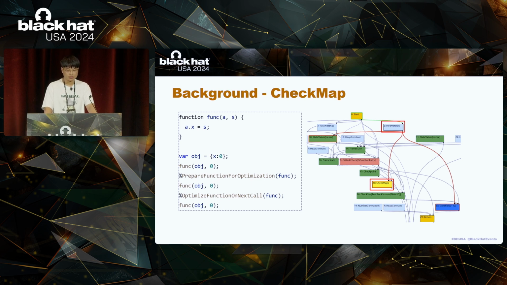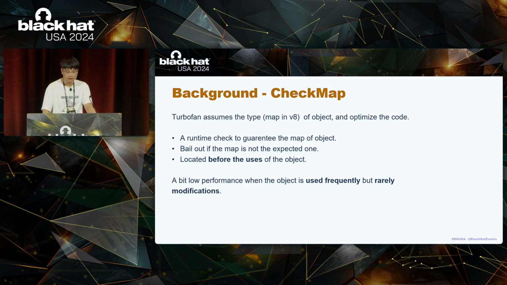When the optimized function is called, the CheckMap node will determine whether the type of the current incoming parameter is the expected one, and then execute the specialization code behind it. If it's not the expected one, then it needs to deoptimize the function to prevent type confusion. Since CheckMap is a runtime check, it's necessary to perform this check before assuming that the parameter is a certain type, and then perform refinement operations such as unchecked pointer dereferences.